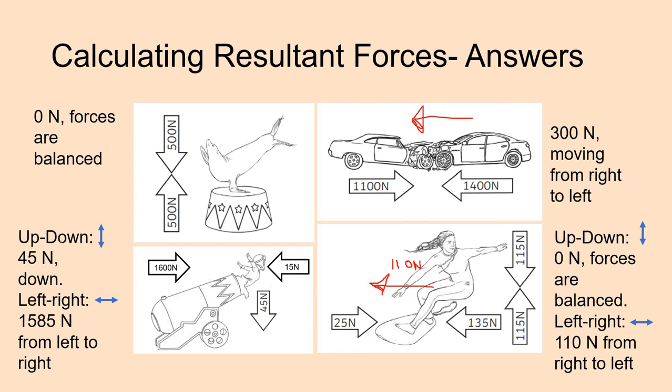And then for the circus act, if we look up and down, there is just 45 newtons going down. And then from left to right, there is 1,585 newtons going to the left.